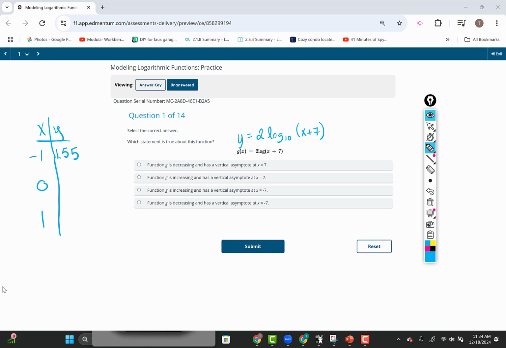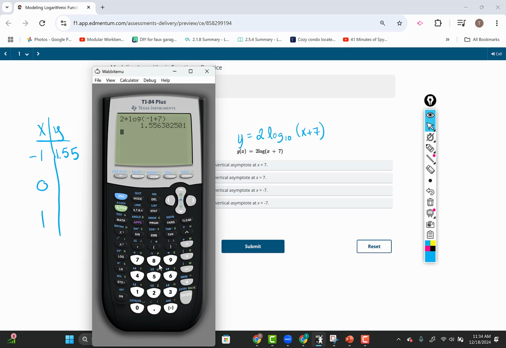So it's a couple more times, but let's substitute 0 for x and then +1 for x. So it's 2 times log 0 plus 7. And notice what's happening to the y value. We're getting bigger here. That's going to be a big hint to answer this question correctly. So we went from 1.55 to 1.69.